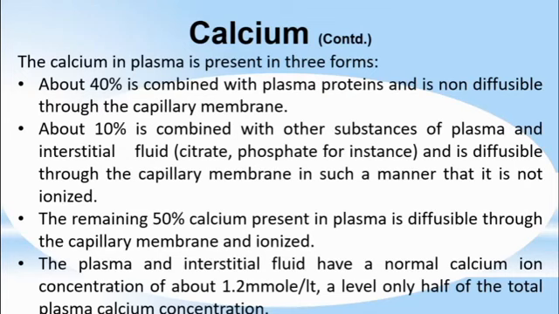About 40% is combined with plasma proteins and is non-diffusible through the capillary membrane, while about 10% is combined with other substances of plasma and interstitial fluid and is diffusible through the capillary membrane in such a manner that it is not ionized. The remaining 50% of calcium present in plasma is diffusible through the capillary membrane and ionized. The plasma and the interstitial fluid have a normal calcium ion concentration of about 1.2 millimole per liter, a level only half of the total plasma calcium concentration.